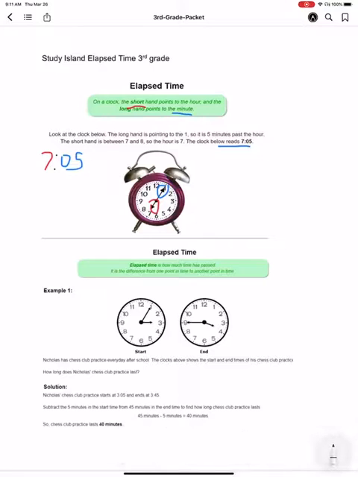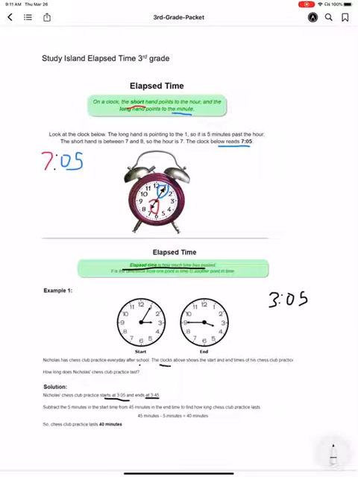Now, I want you to look over here. We have start time and end time, so definitely working on elapsed time. They tell you right there. The first thing we have to do, of course, is read the clock. And they tell us even here that it starts at 3:05 and ends at 3:45. It says here, he has chess club practice every day after school.